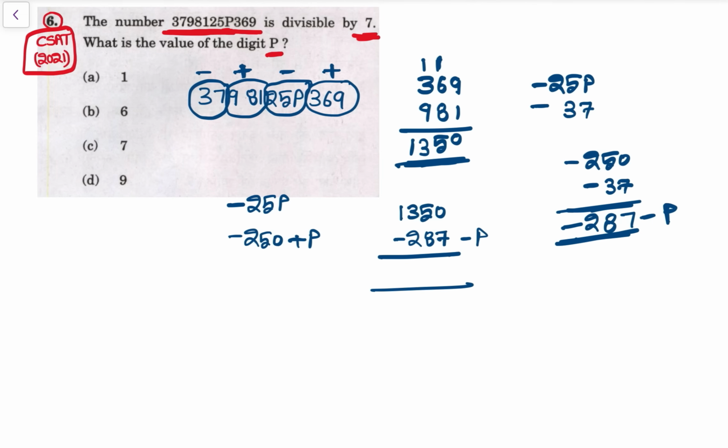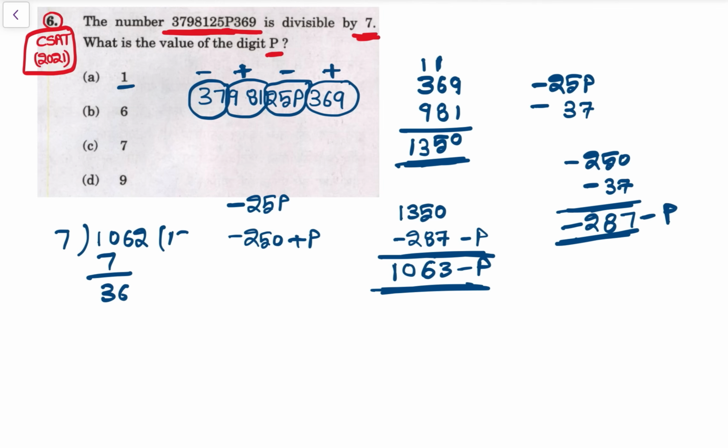So it would be 10 3, then 14 minus 8 is 6, then 0, 1063 minus p. So 1063 minus p. Now verify the options. See 1063, if we take p as 1, it would be 1062, then divided by 7. See, 7 ones are 7, 3 6, 7 5s are 35, 1 2, so 7 ones are 7, so that is 5. So the remainder is not coming.